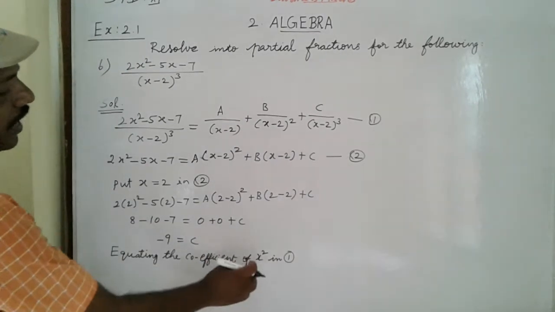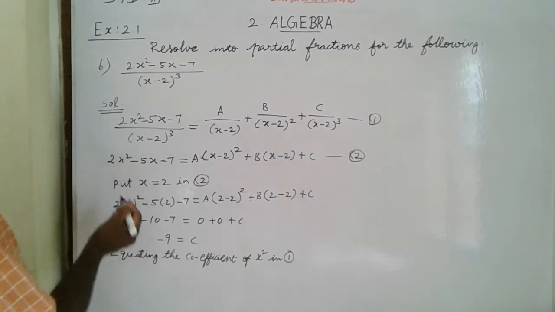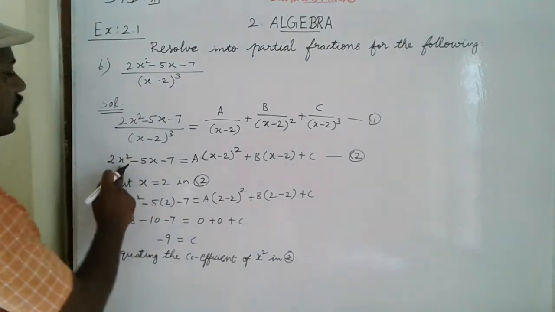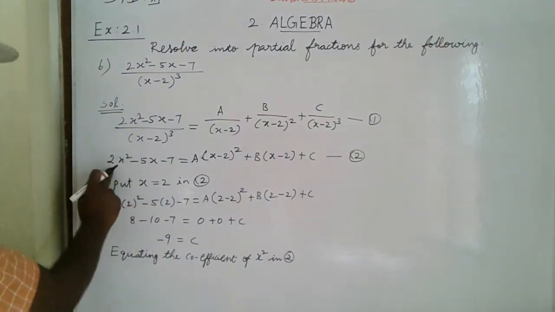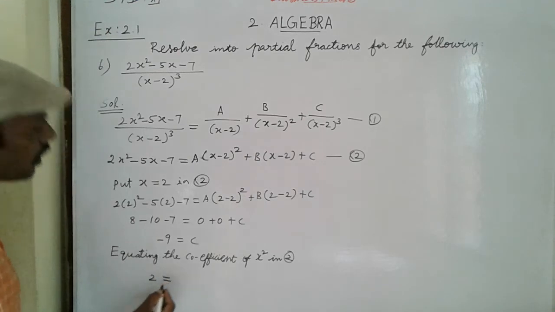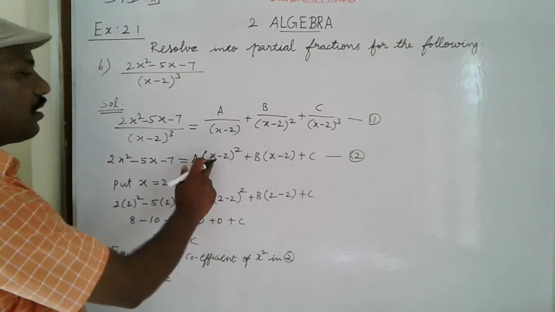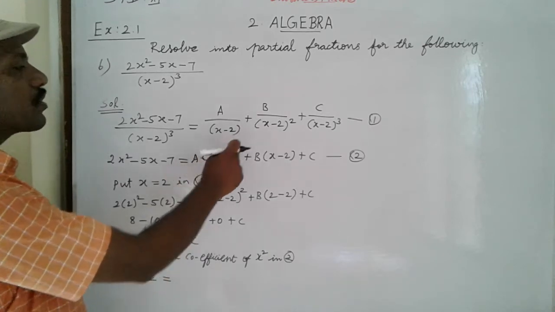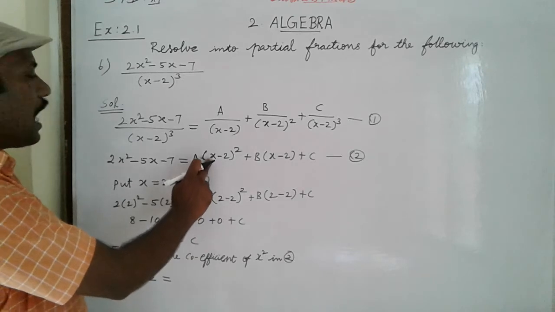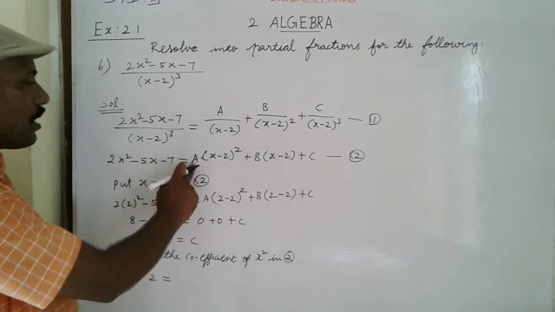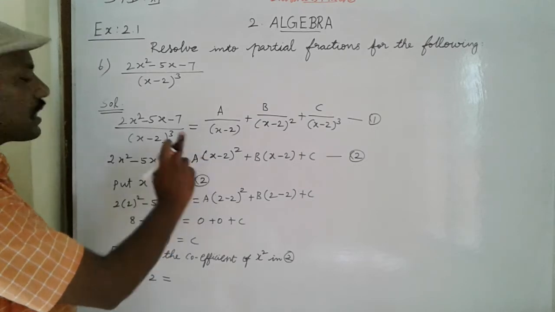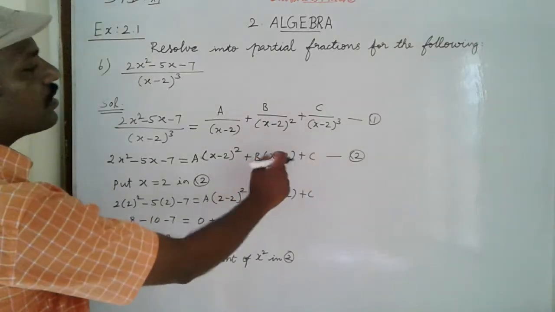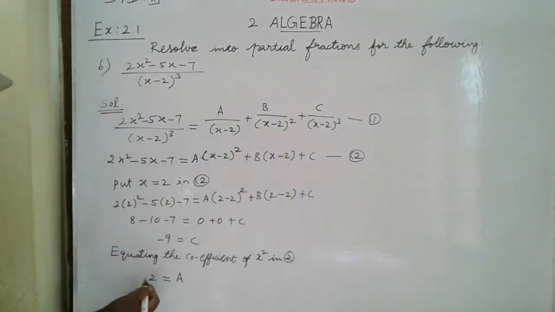Equating the coefficient of x² in the first equation and the second equation, we should use the second equation. Equating the coefficient of x²: 2 equals the right-side coefficient. In (x − 2)² the x² one time, x² into A is Ax². So A is the coefficient of x² on the right side, so A only we should write; no other x² term, so leave it. Therefore A equal to 2.